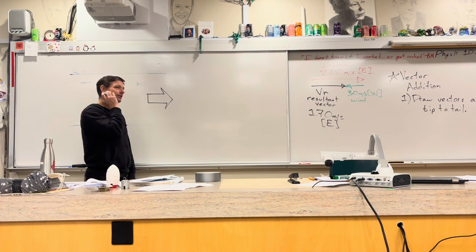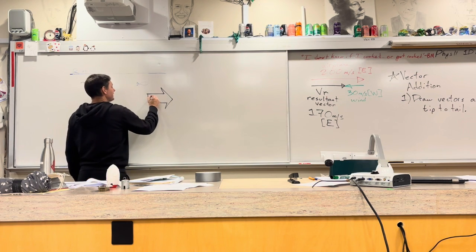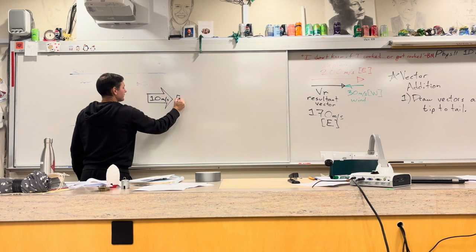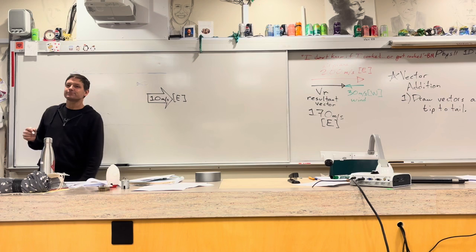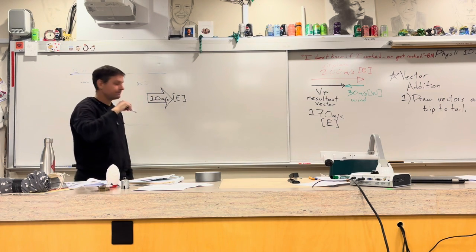Yara, how fast do you want the river to go? 100 miles. No, that's too much. Let's say 10. And let's say east. So the river is flowing 10 meters per second east, okay?